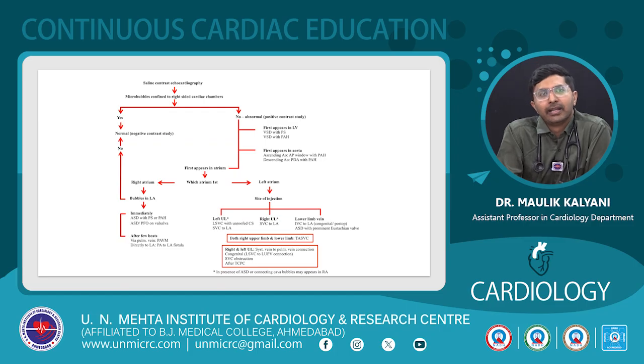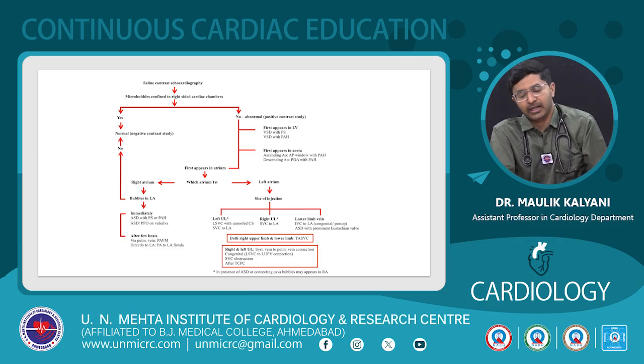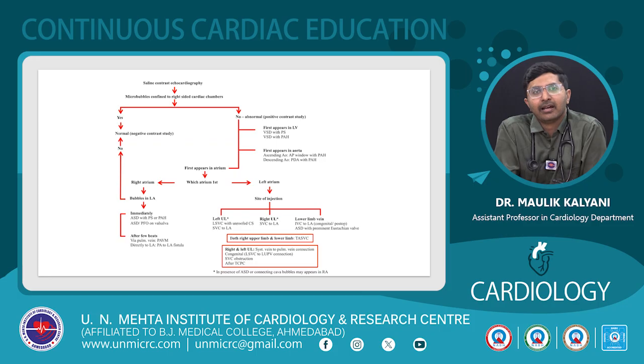Now if it appears in the right atrium but goes to the left atrium within 2 to 3 cycles, it can be ASD with PS or PH, or patent foramen ovale. There are also rare abnormalities where it can go directly into the left atrium, like a pulmonary artery to LA shunt and some other causes, but this is very rare. And in pulmonary AV malformation, it will go after 5 to 15 cycles.